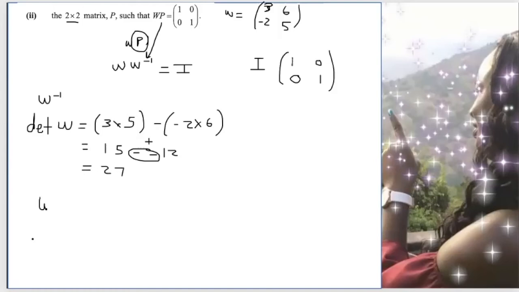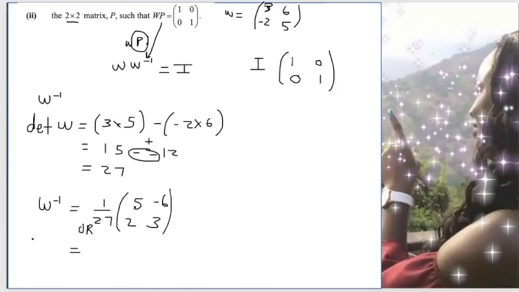So now to find the inverse of W, which will represent P, it's 1 over the determinant, which is 1 over 27, and the adjoint is being multiplied. So we have 3 and 5 being switched in position, so that's 5 and 3, and then 6 being changed to negative 6, and minus 2 being changed to positive 2. Now this right here is matrix P, the 2 by 2 matrix, but we can rewrite it in a different form.